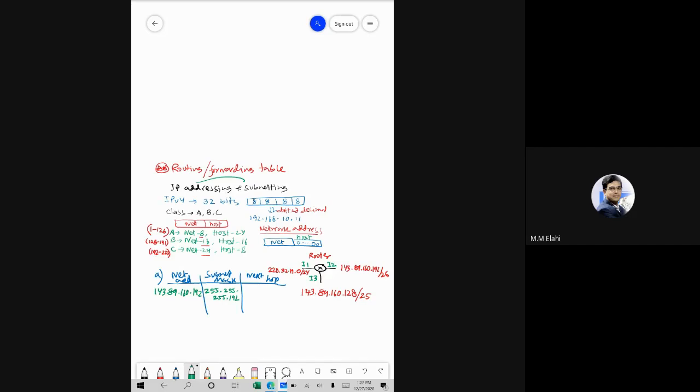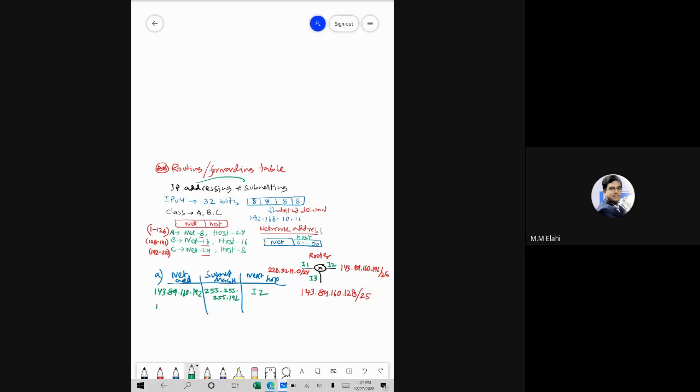Now next hop will be what? Anyone? If any packet's destination address matches with this entry, what will be the next hop? To which interface will the router forward? Sir, I2. Simply the interface with which the network matches. So interface will be I2.